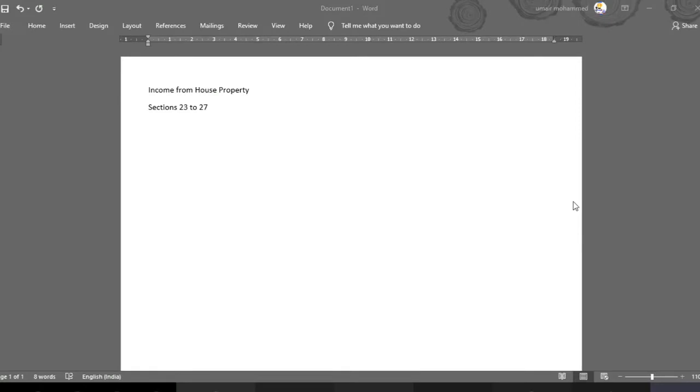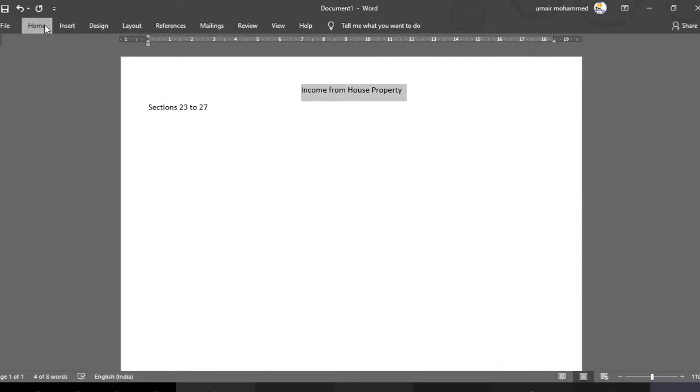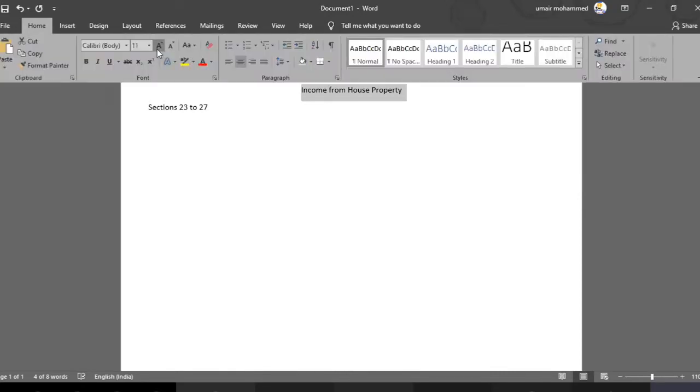In income tax, we have a total of 5 heads of income, which are arranged in this sequence. The first one is income from salary, and then income from house property. These are the 2 heads of income that you would be studying in this semester.